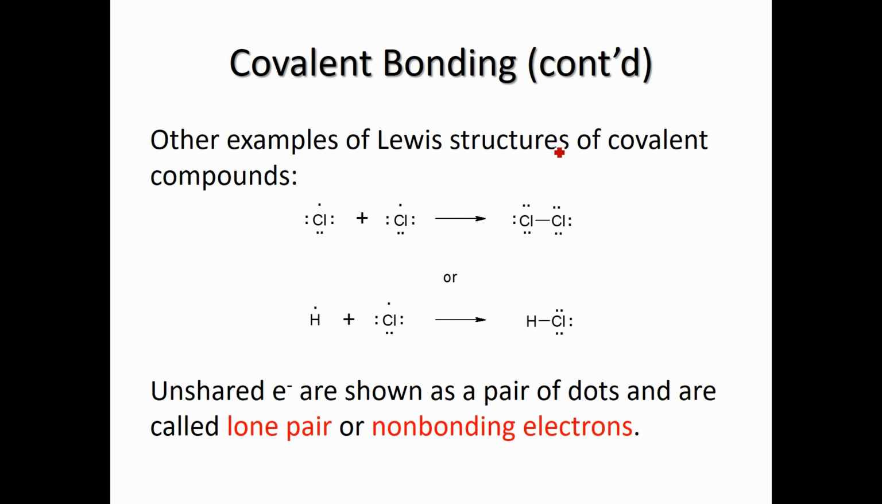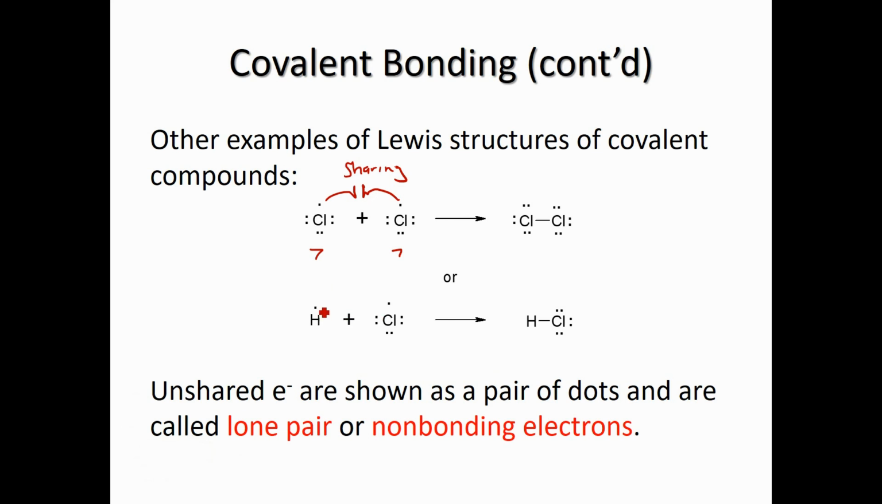Okay, other examples of Lewis structures of covalent compounds. Chlorine has a valency of 7. So if two chlorines are coming together, you see these electrons not paired, they'll want to be paired, and that's how you make a bond, the sharing. Okay, so that's how you get this bond right there. Okay, I'm going to erase that arrow.